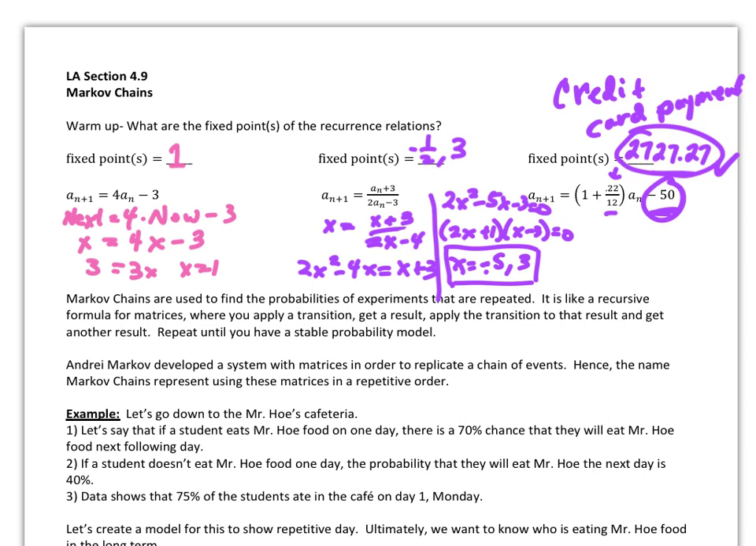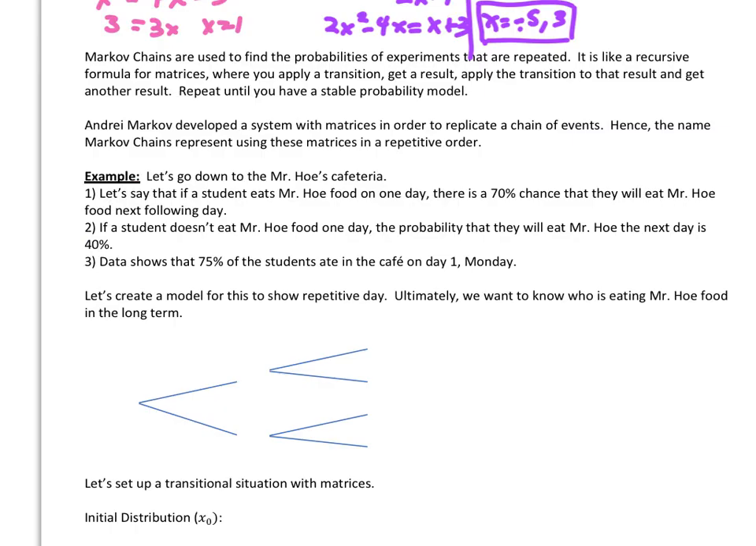Okay. This is kind of like the recursive formulas that we've done before. Markov chains is kind of a recursive formula for matrices, and that's what we want to try to get into, so I made some preview problems in order to get us into that. If we look at Markov chains, and we find probabilities that are repeated, it's very much recursive formulas for matrices, and we keep on doing transitions over and over again. Sometimes we might end up at a fixed point, and we're still doing the repeat, but we're fixed on one point, so then we're kind of done in some respects. Andrei Markov developed a system with matrices in order to replicate the chain of events. That's why we have Markov chains.